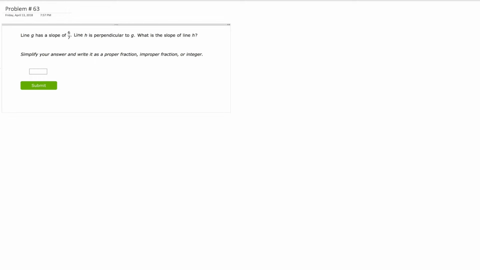All right. It says line G has a slope of 6/7, and H. So you have some line called line G, and it's got a slope of 6/7. So what's the rise? What's the rise on line G? Yeah, 6 is the rise. Run is 7. And now there's another line, line H. Line H is perpendicular. What does perpendicular mean?